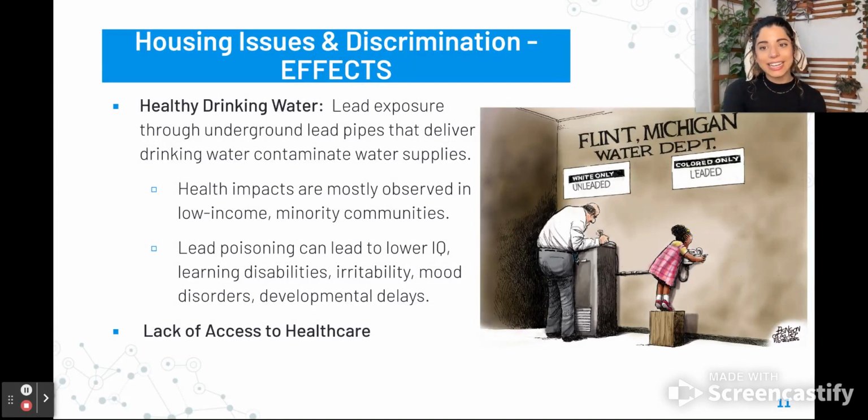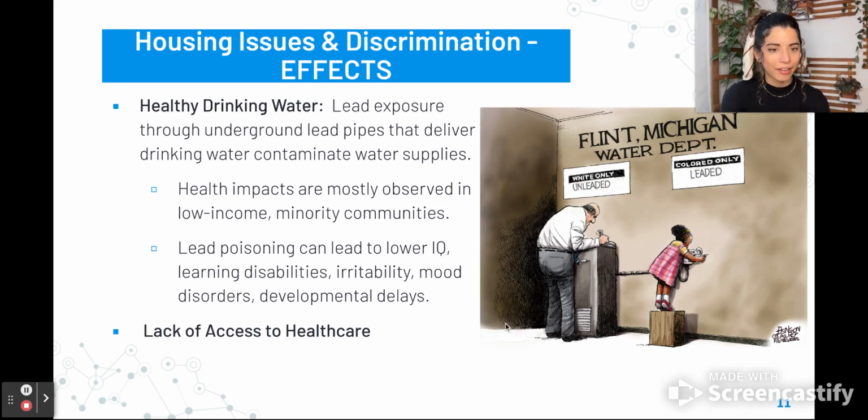Another effect is healthy drinking water. Unfortunately, this is still an issue even in places like the United States. Lead exposure through underground lead pipes that deliver drinking water contaminate water supplies, and that has been proven time and time again. Lead is very unhealthy for you, which is why paint is not allowed to have lead anymore, things like that. Health impacts are mostly observed in low-income minority communities. Disproportionately, they are the ones that are affected by these types of issues. Lead poisoning can lead to lower IQ, learning disabilities, and a lot of other health issues.